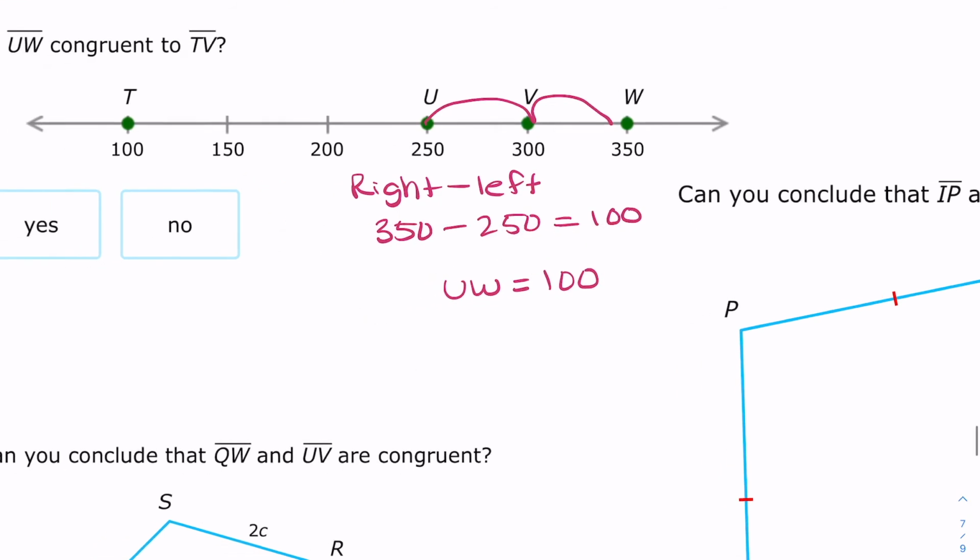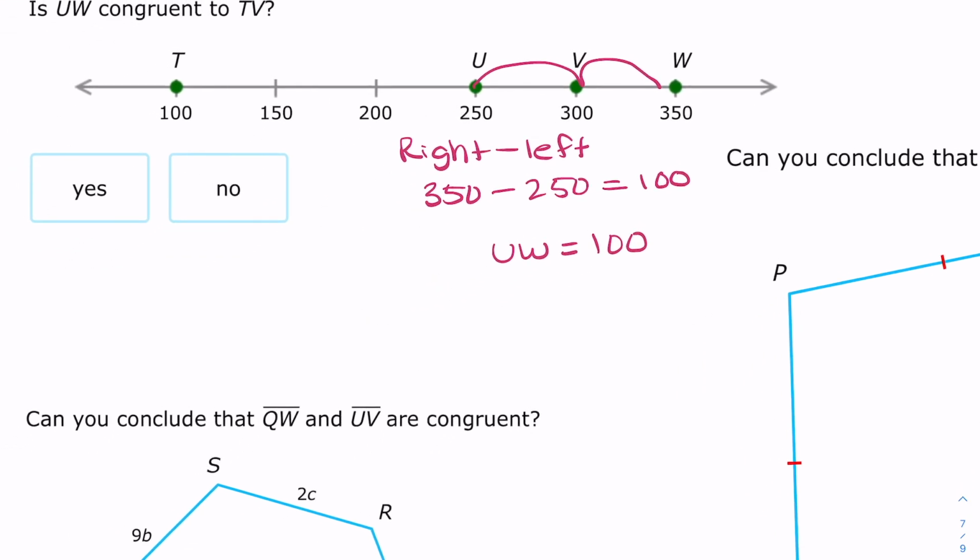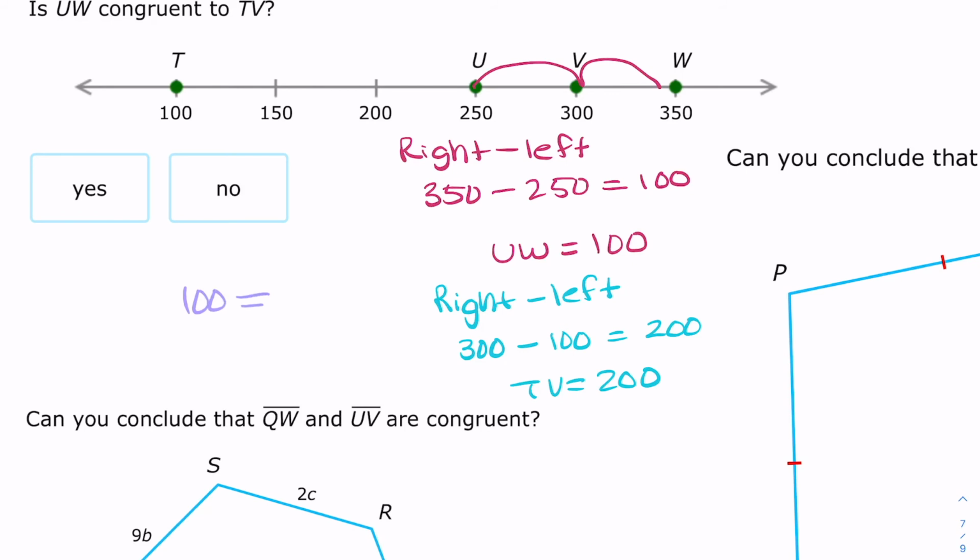And then this other one, from T to V, so right minus left, V is 300, T is 100, and so that is 200. So TV is 200. 100 does not equal 200, so the answer to this is no.